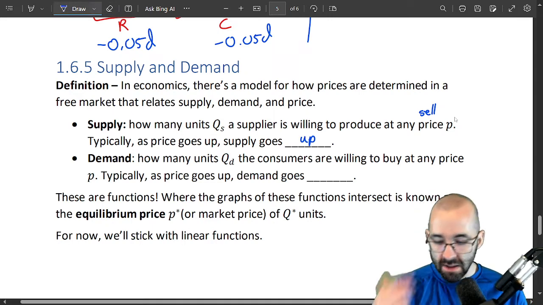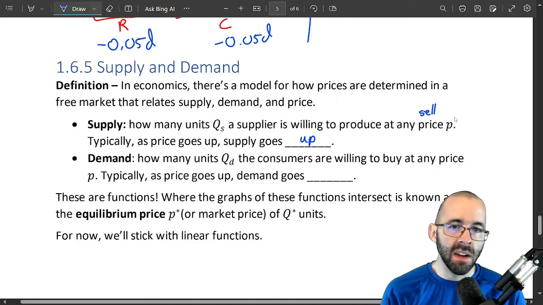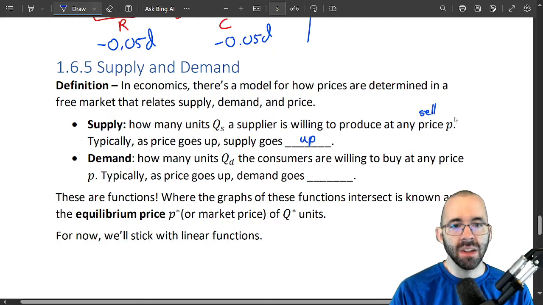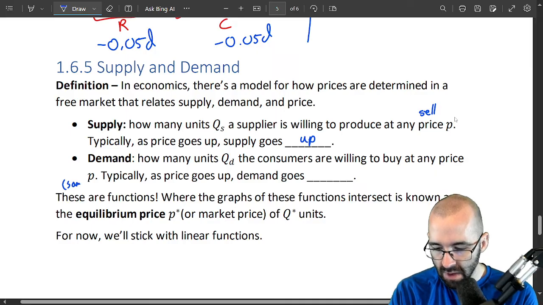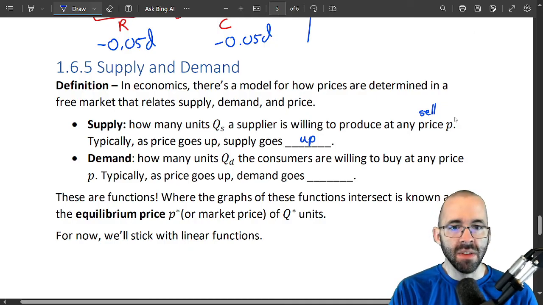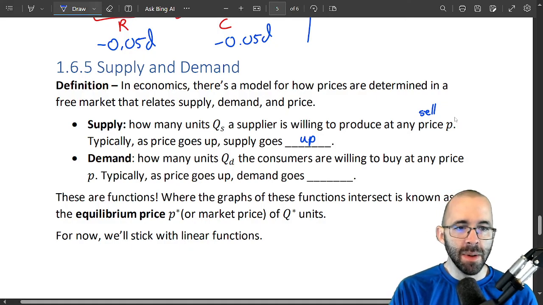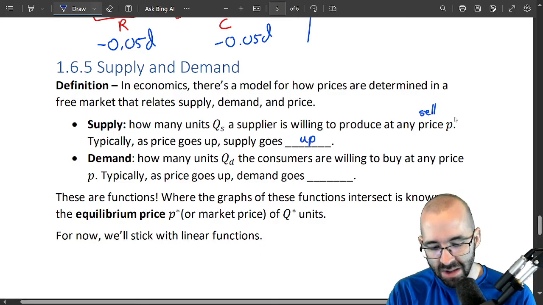Whereas demand is how many units, we'll call that Q for quantity, and then D for demand, the consumers are willing to buy at any price P. So it's the same P. I'm not going to write that though. So again, if the price of buying the item goes up, are people going to want it more or are people going to want it less? Well, probably fewer people are going to buy it if it's more expensive.